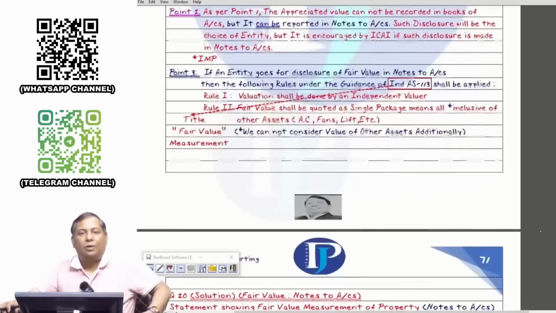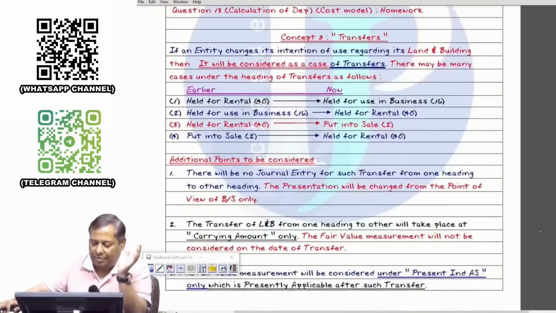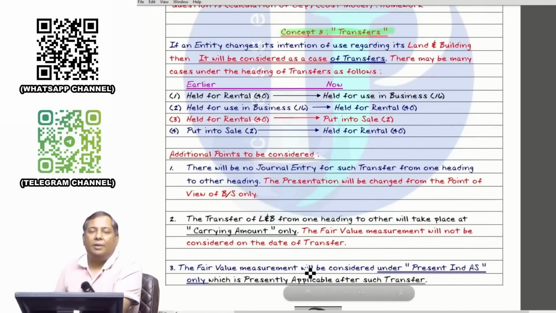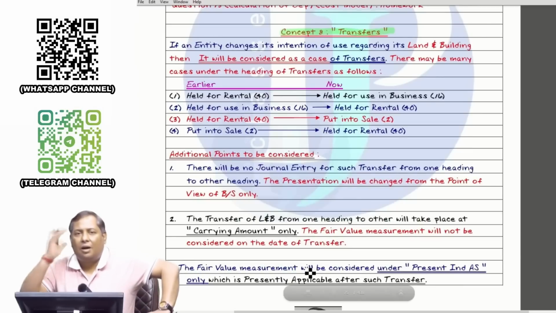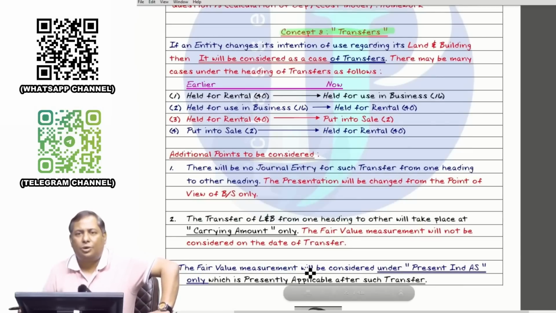Now, I am going to take you to the 8th point, which is transfers. Question is done. Now let's do the concept. And concept number 8 is about transfers. What does transfer mean? It means a change in intention. Suppose you purchased an investment property for appreciation. You waited 2 years, but no appreciation happened. Now you are thinking of making a factory on it and using it for your business. Initially your intention was appreciation, but now it is to use it.